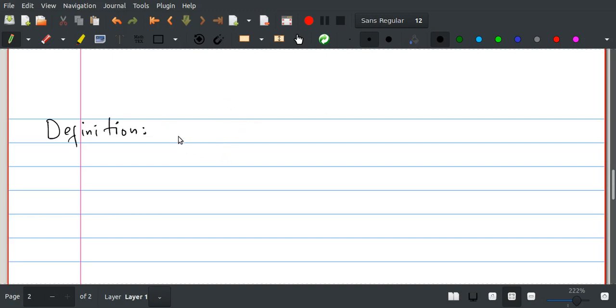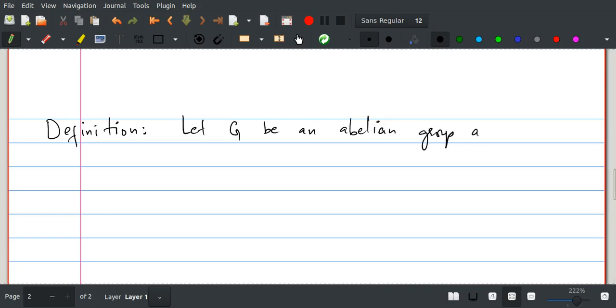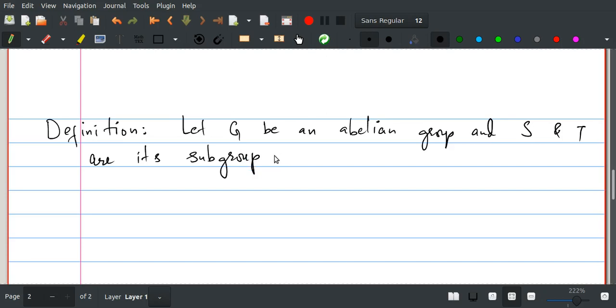Let us consider a group G. Let G be an abelian group, and S and T are subgroups, with G equal to the sum S plus T.